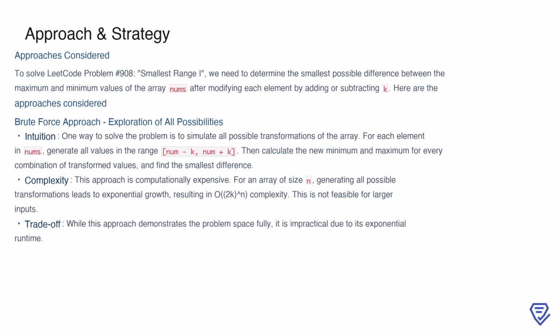The number of possible transformations grows exponentially with the size of the array, resulting in a time complexity of O((2k)^n). While it gives a complete exploration of the problem, it is impractical for larger inputs due to its inefficiency, making it more of a theoretical exploration than a feasible solution.